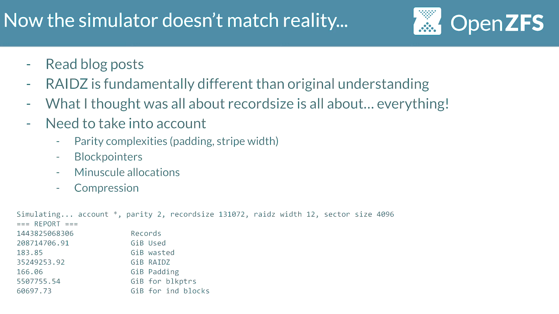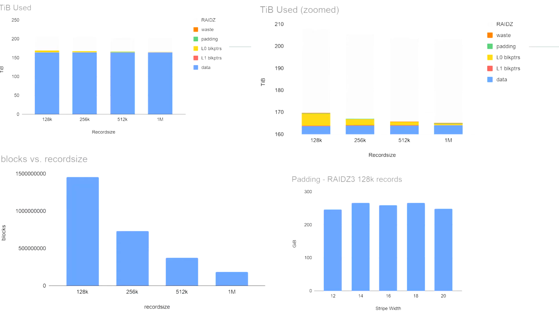So we iterated on the simulator, and now we get a little bit more granular output. This is for one of the later versions of the simulator, where we can see where our storage is actually going. And using this, we can make a lot more accurate graphs. On the top left here, this is similar to that first graph that I showed. You can see the blue is user data, RAIDZ is the gray, and in the middle there is all this other stuff, like padding and block pointers, and this takes into account smaller allocations and compression.